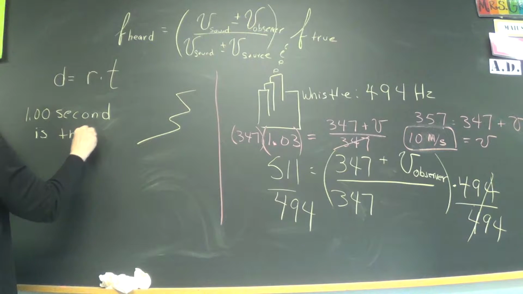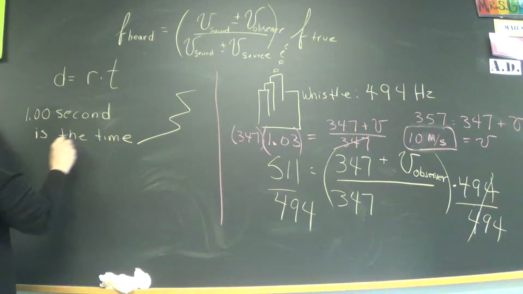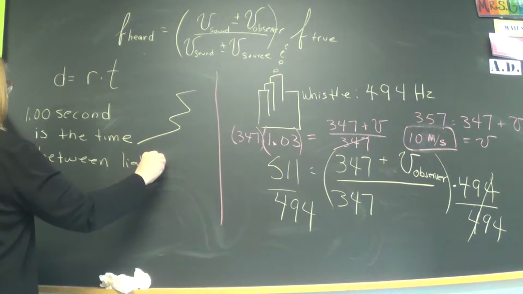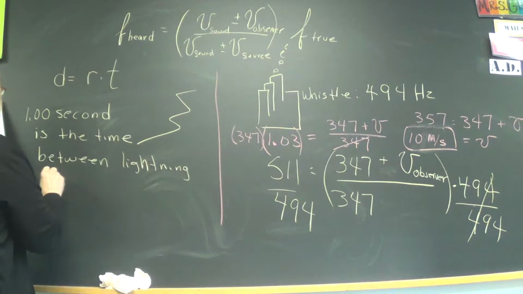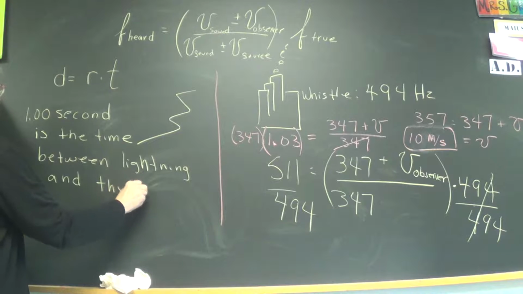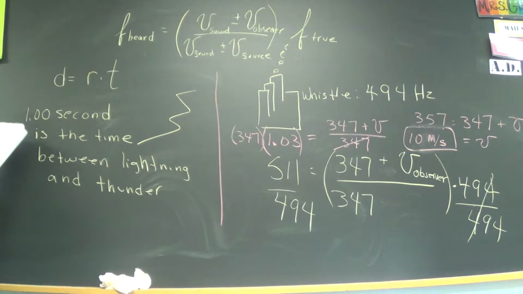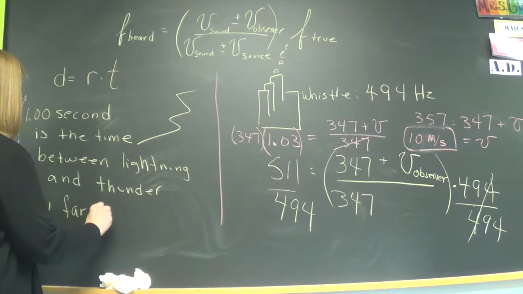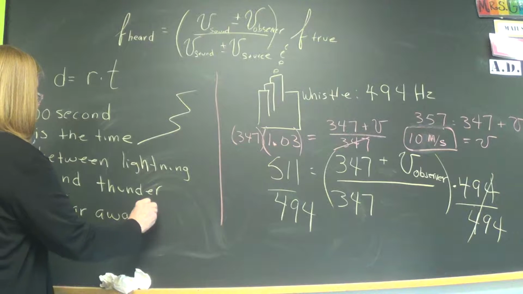So 1 second is the time between lightning and thunder. And of course, my question is, how far away is the storm? How far away is the lightning?